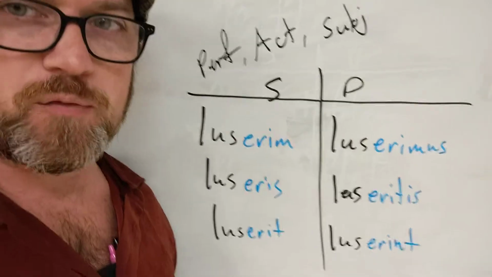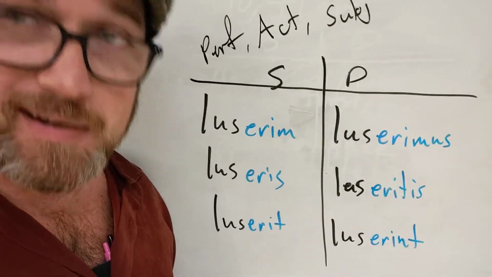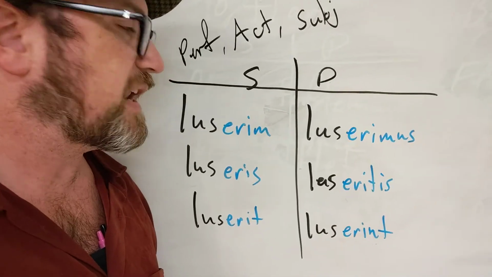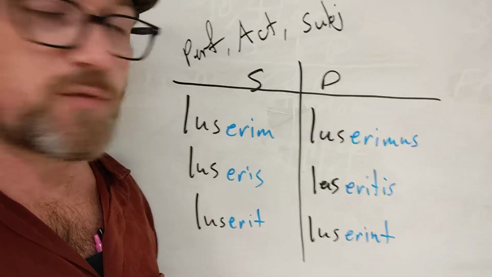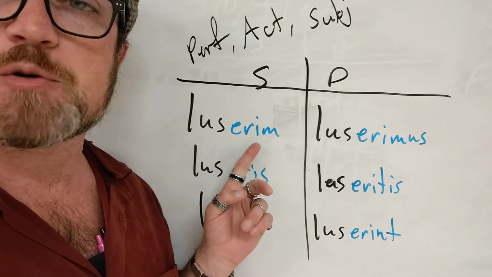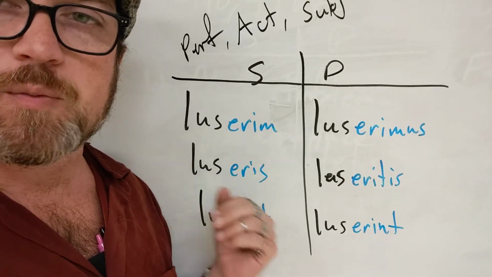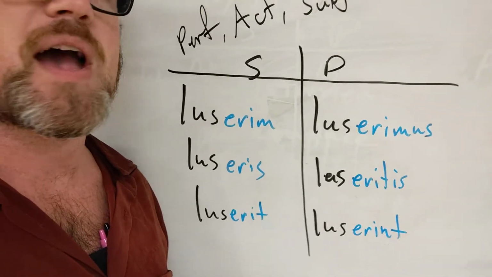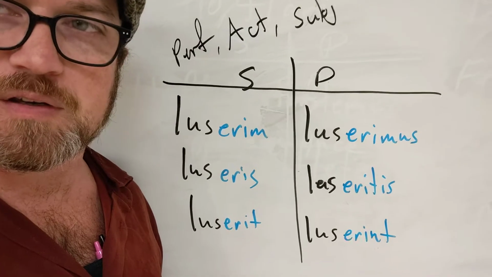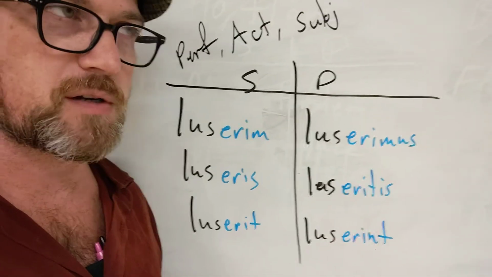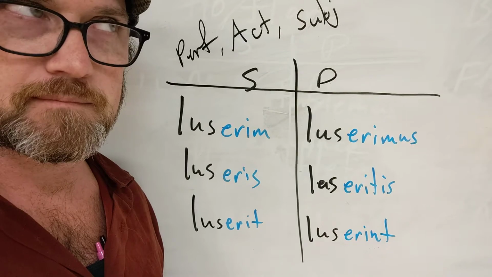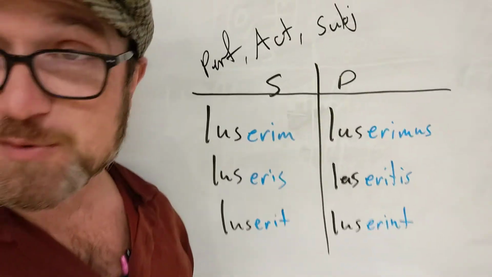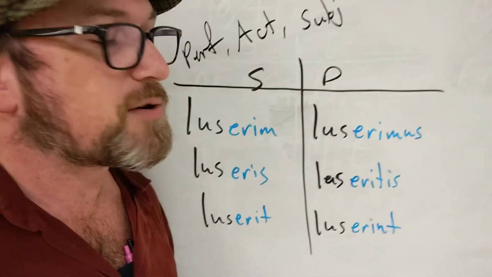This does unfortunately look almost identical to the future perfect indicative. In fact, it actually does look identical to the future perfect indicative, except for the m. Right? The future perfect would have had lucero, but the rest of it actually looks identical to the future perfect. So how are you going to know the difference between a future perfect indicative and a perfect subjunctive? The answer is context. Context is how you're going to know.